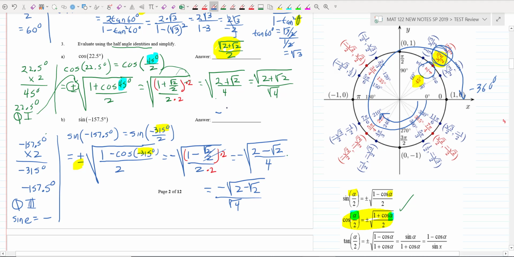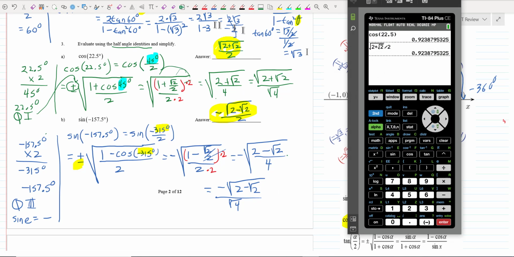Okay, so the final answer we're just going to write is negative, the square root of 2 minus the square root of 2 all over 2. Okay, that would be the answer. And again, that's a real simple thing to verify on your graphing calculator. So let's do that one more time. If I do sine negative 157.5, like that, that'll give an answer. Check your answer, which is negative square root of 2 minus square root of 2, all divided by 2, and just compare and see if they're the same, and they are. Okay, so you can tell with 100% that you're right.